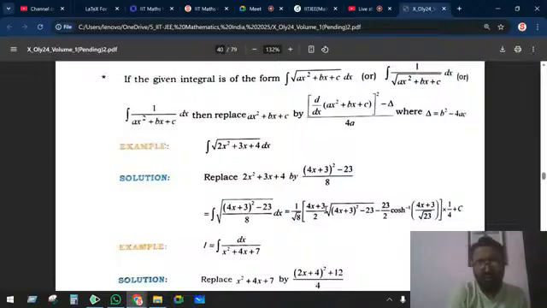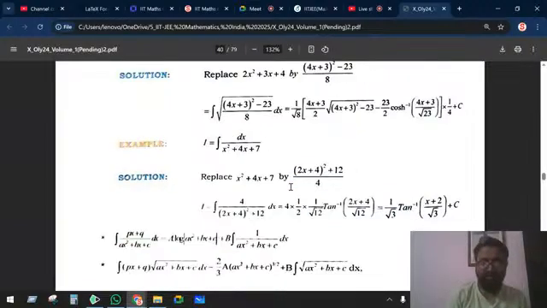Okay, we will come to know how to solve this kind of problem. I will try to simplify it a little bit more, in a friendly way. And here it is integration of dx by x square plus 4x plus 7. In the denominator, try to make a perfect square.